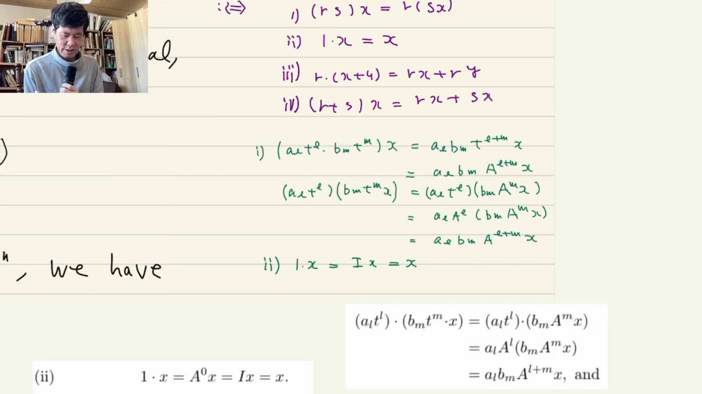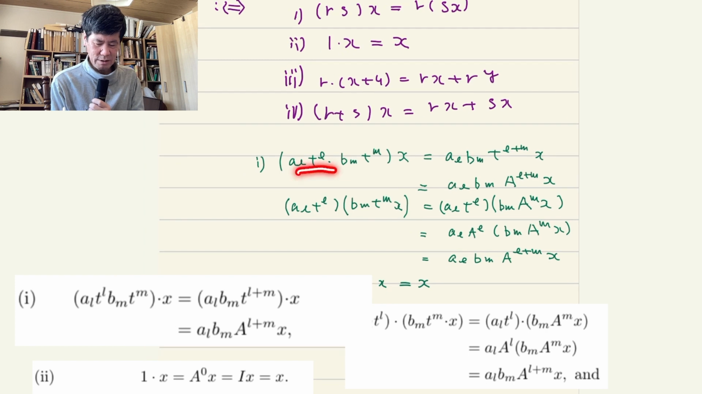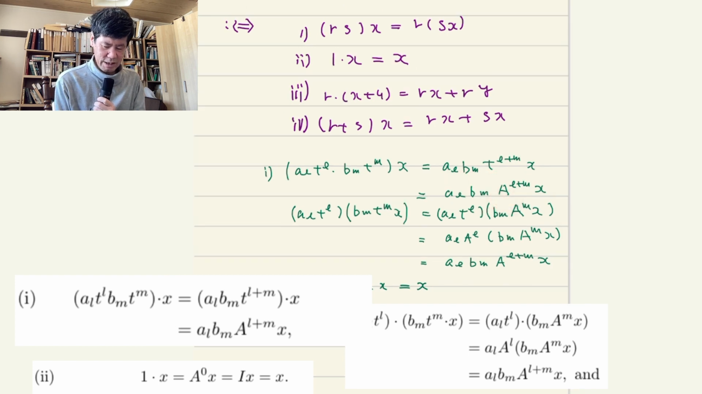In our case, r is a_l times t to the l, and s is b_m times t to the m. rsx is equal to a_l t to the l times b_m t to the m x. And this is equal to a_l times b_m times t to the l plus m times x. And by definition, t to the l plus m times x is equal to A to the l plus m x. And r times sx is equal to a_l t to the l times b_m t to the m x.